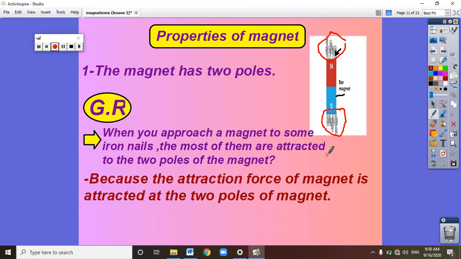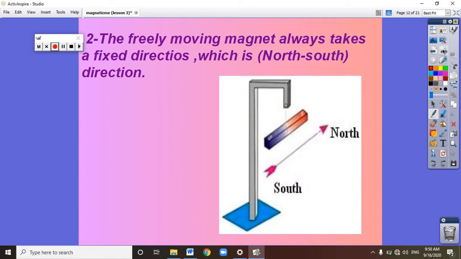So property number 1: the magnet has 2 poles, and we must know that the most attraction force is concentrated in the 2 poles. Give a reason: when you approach a magnet to some iron nails, most of them are attracted to the 2 poles of the magnet. Why? Very good, because the attraction force of the magnet is concentrated at the 2 poles. So we finished property number 1.